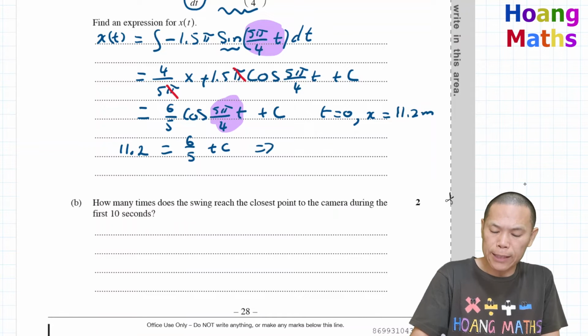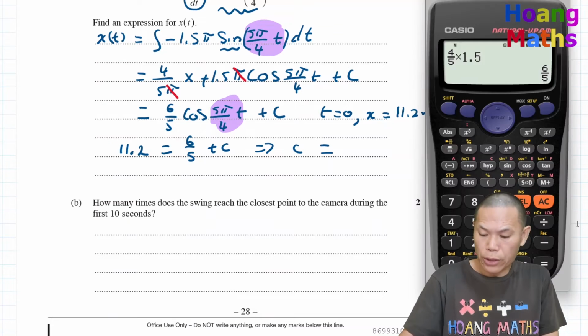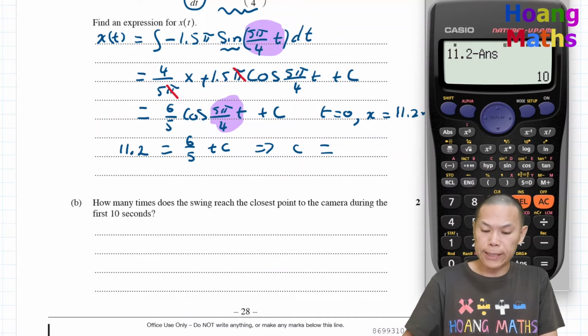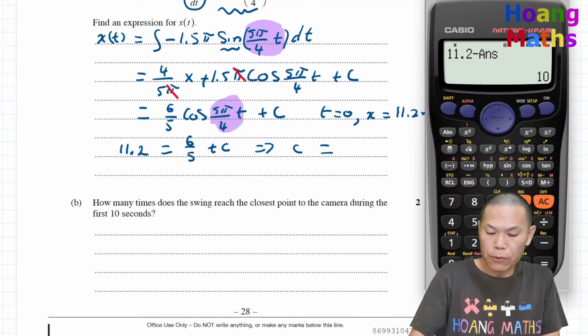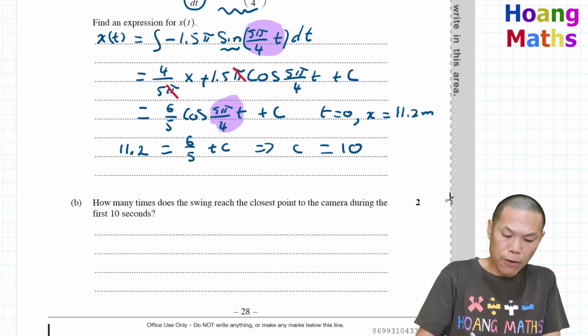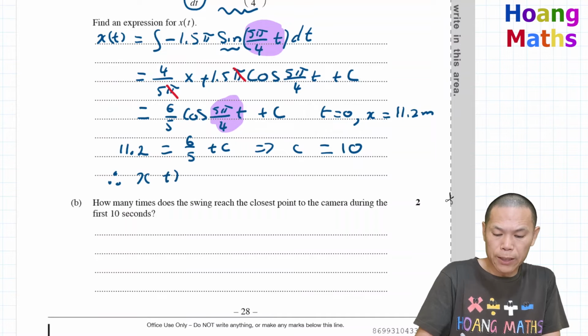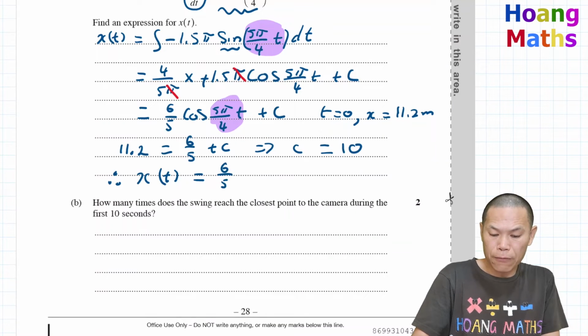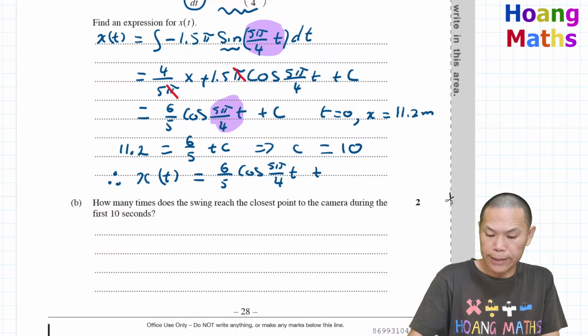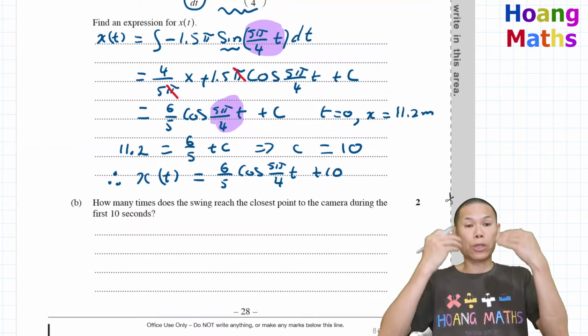So this means that c is equal to 11.2 minus 6 over 5. So I just subtract, and the answer is 10. Therefore c is 10. So x of t will give me 6 over 5 cos of 5 pi over 4 t, and then we add 10. So there you go.